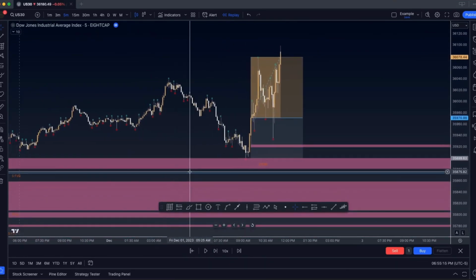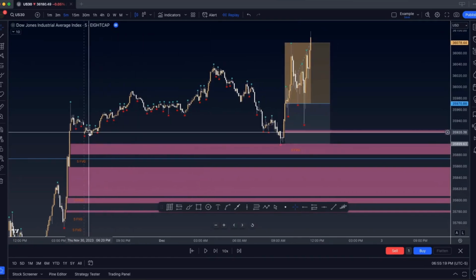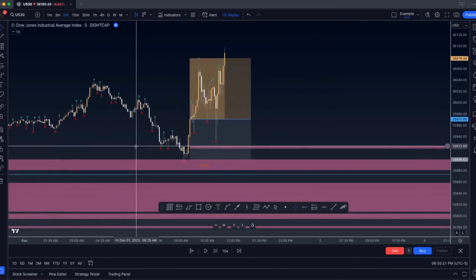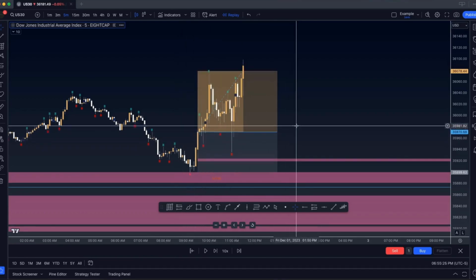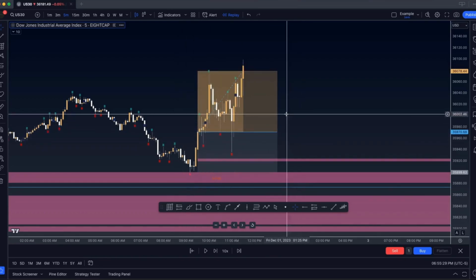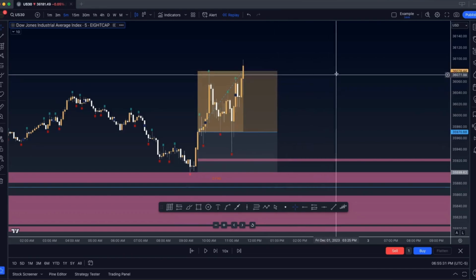Now, as you can see, you don't have to always have order blocks. You could just use fair value gaps and a market structure shift. Enter the break of that market structure shift, and you have your trade for the day. A quick 1 to 5.